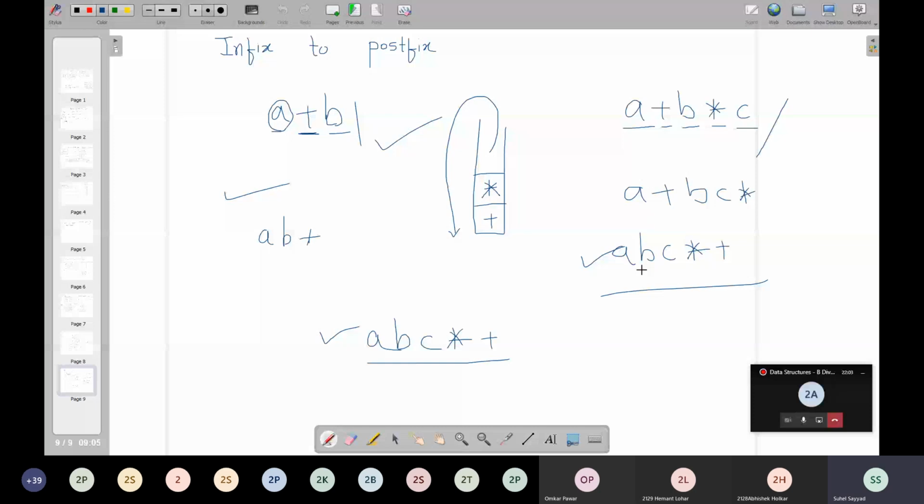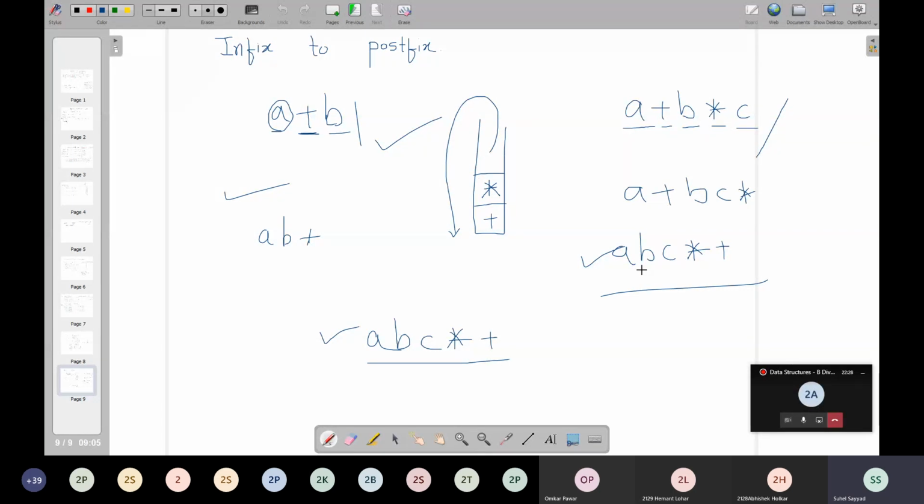Are you getting this? Now you will scan b. B is an operand, so it will come in your output string. Your expression is finished, so now you will pop everything from your stack onto the output string. That's why that plus will come. This is how we solved the first example, in which we had only one operator.